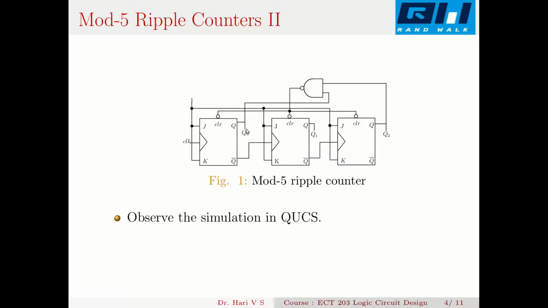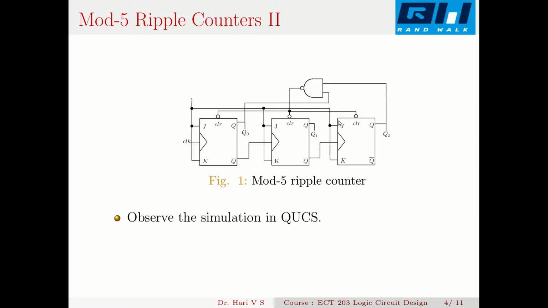So when it counts from 000 to 100, one of Q0 or Q2 is low, making the output of this NAND always 1. So at that time normal counting happens. But when it is about to count 101 after 100, both inputs to this gate are 1, making the output 0. That is given to the clear terminal, so all 3 flip-flops are cleared.